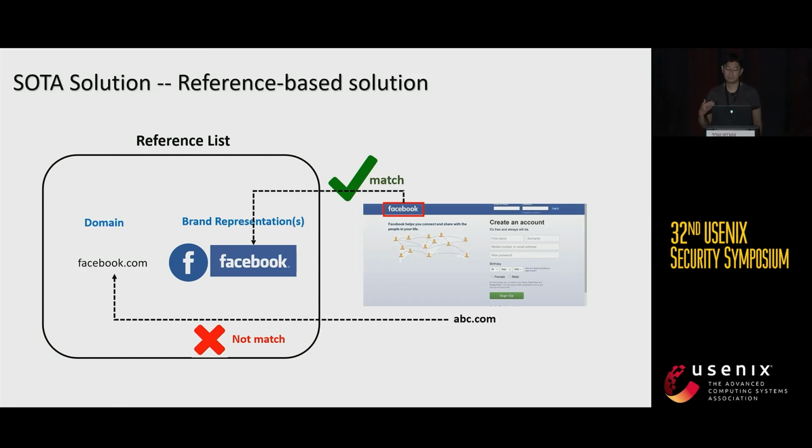Once we have this reference list, given an arbitrary web page, if this web page presents a certain brand intention corresponding to the brand representation, for example, it renders a logo representation such as Facebook, but its domain does not correspond to the matched domain, this inconsistency gives us an alarm, and the reference-based approach will report it as phishing.